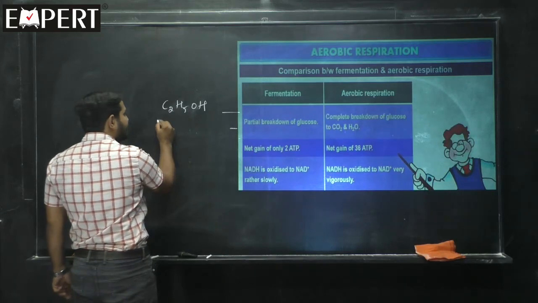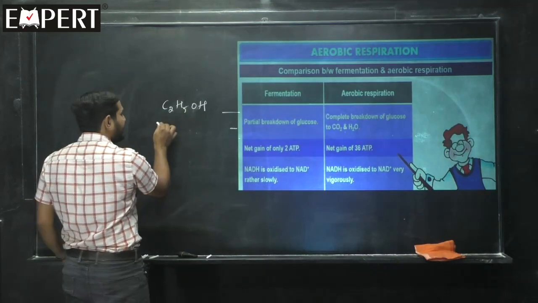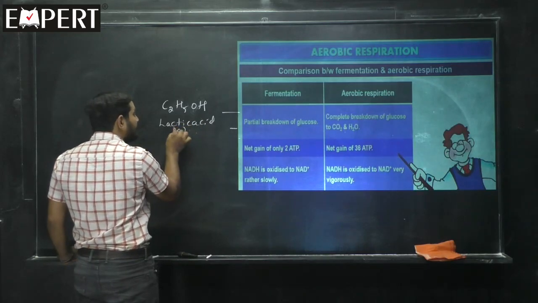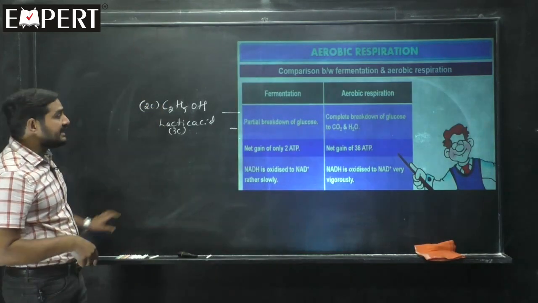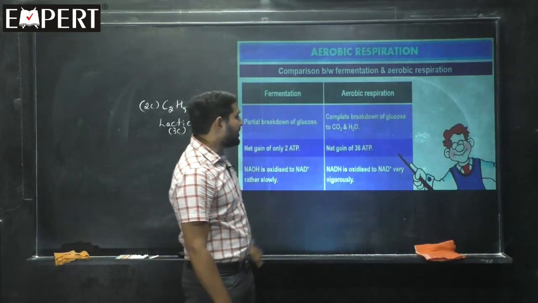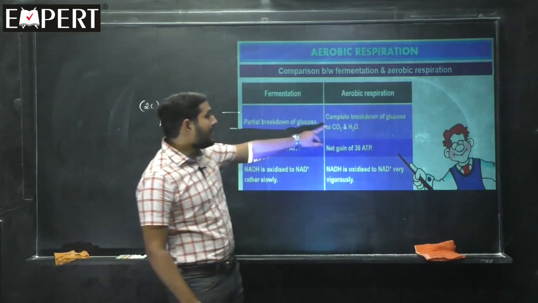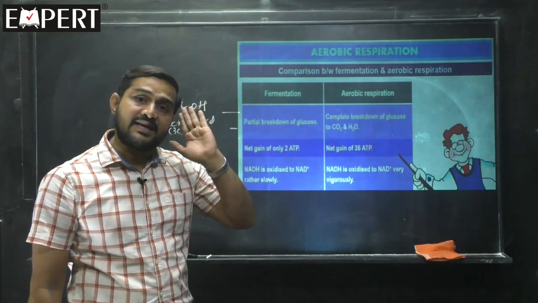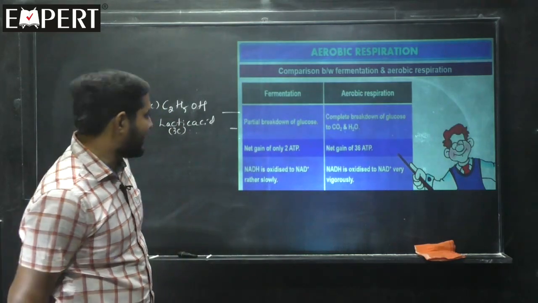It may be lactic acid formation, maybe acetic acid also, but here I am taking lactic acid, which has 3 carbons, that means 2 bonds are still left out. So, it is an incomplete or partial breakdown of the glucose in fermentation. Aerobic respiration is a complete breakdown of the glucose into CO2 and H2O, where in the Krebs cycle all the bonds are broken to become CO2 and H2O, correct.